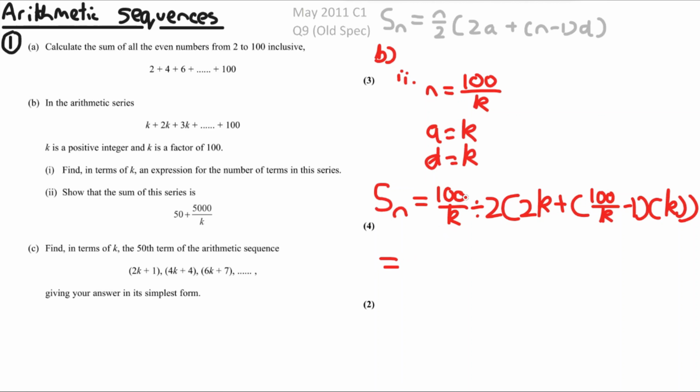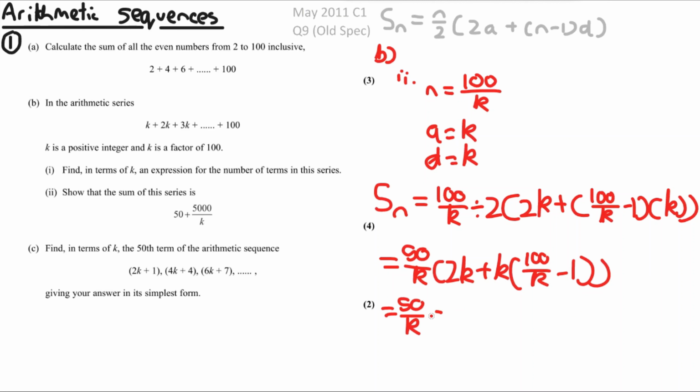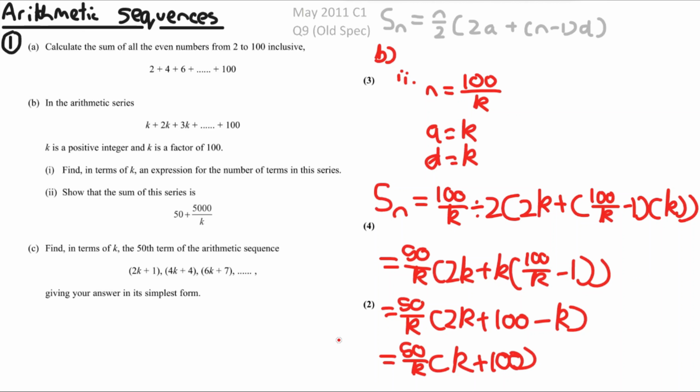And this is equal to, so 100 over k divided by 2 can simplify to 50 over k, and then it's going to be 2k, and another way of writing this is k of 100 over k minus 1. Then we're going to expand this bracket here, so it's going to be 50 over k of 2k plus, and then k times 100 over k is just going to be 100, and then k times minus 1 is going to be minus k, like this. And this is going to be equal to 50 over k, 2k minus k is equal to k, and then plus 100, like this.